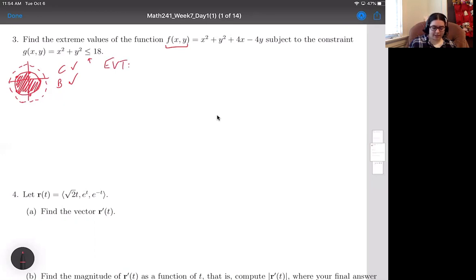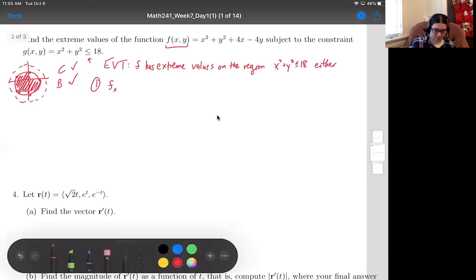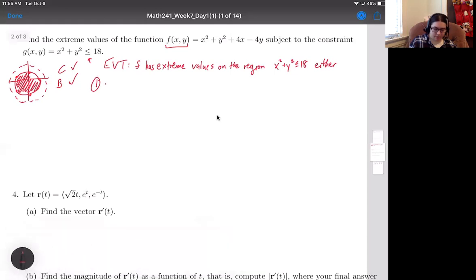And what that is telling me is that f has extreme values on the region x squared plus y squared is less than or equal to 18, either one, where f sub x equals f sub y equals 0, where both of my partials are equal to 0, or two, on the boundary of the region, which is given by x squared plus y squared is equal to 18.